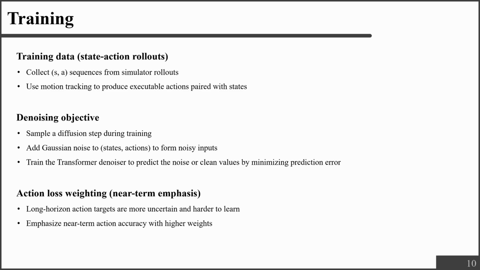A practical detail is how action loss is handled. Long horizon actions tend to be more uncertain, and immediate actions dominate control stability. Therefore, the loss can emphasize near-term actions, and far future action supervision can be downweighted or masked beyond the action horizon. This focuses learning on the parts that matter most for executing the receding horizon control loop.